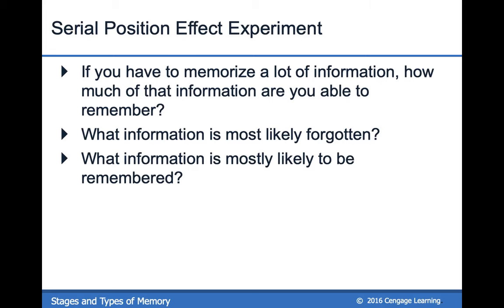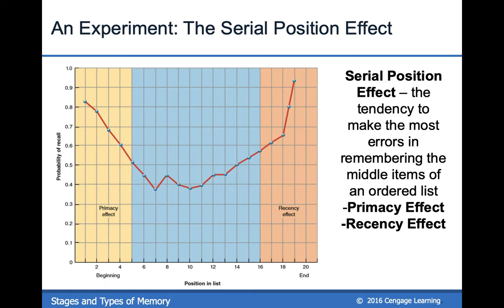Now, it may not have worked perfectly because you are just one individual, but when we do this as a class, typically our averages work out to look something like this. So if we graph it, the number of words in the first list is typically pretty high. The ones in the middle drop off, and then the ones towards the end and the last column are typically a little bit up again. This is called the serial position effect. So this is our tendency to make errors remembering things that are in the middle of an ordered list.